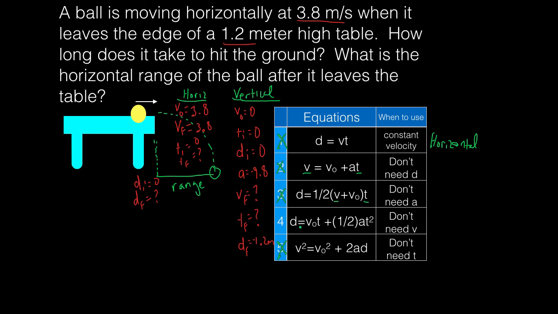Equation number 4, let's see if we can use that one. We do have displacement, we have an initial velocity, and we know acceleration, and we don't have time. So there's only one variable that we don't know, so let's use equation number 4 to solve for time vertically. And so I'm going to do this part over here. So let me rewrite that equation. Displacement is equal to velocity initial times time plus 1/2 a t squared. Now let's fill in the variables that we know. Our displacement final was a negative 1.2, so minus 1.2.